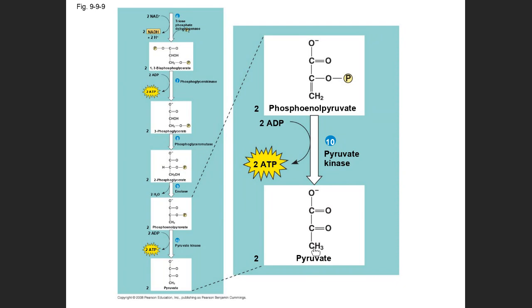We split that 6-carbon glucose in half. So now we have 2 3-carbon molecules. In the process, the cell made some ATP, a net production of 2 ATPs, but also 2 NADHs. And what are the NADHs carrying?